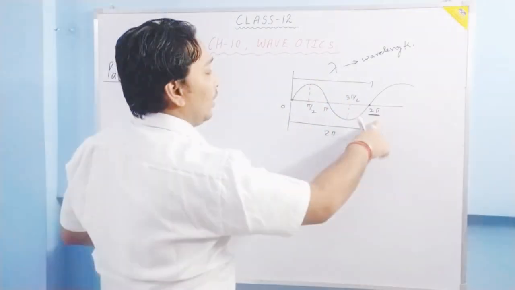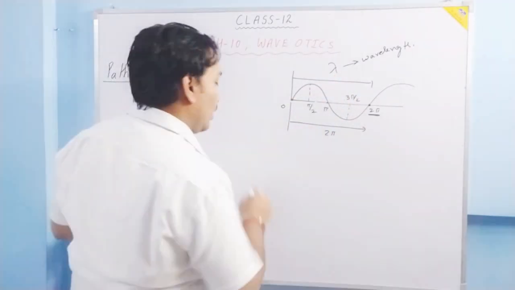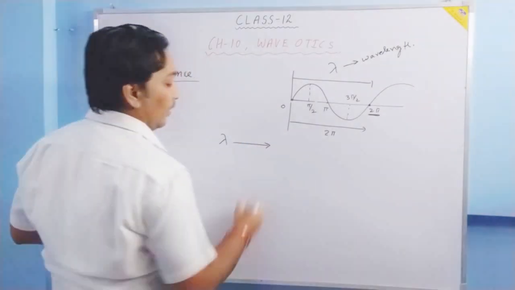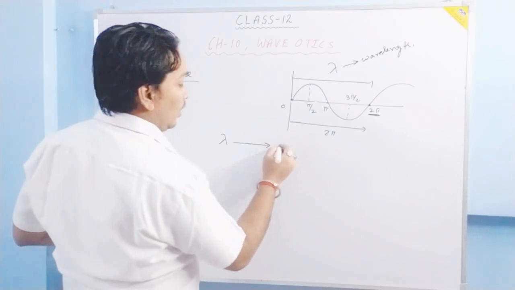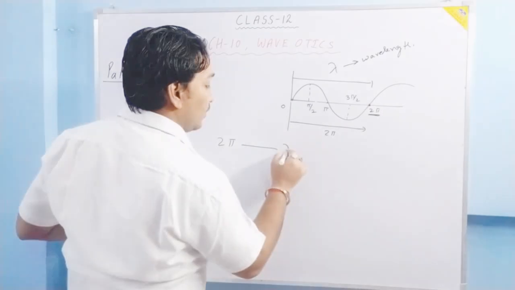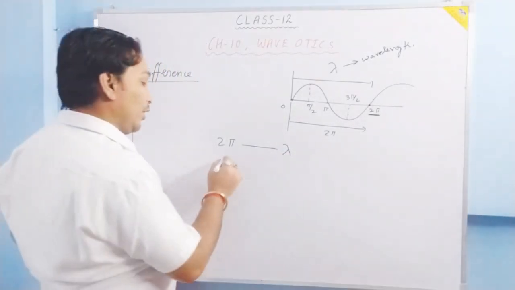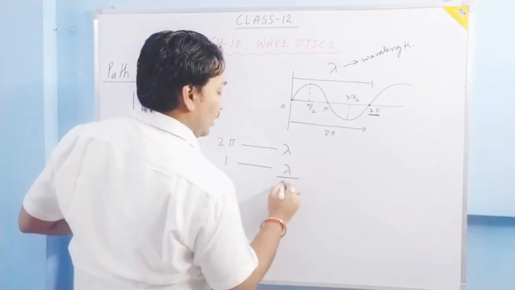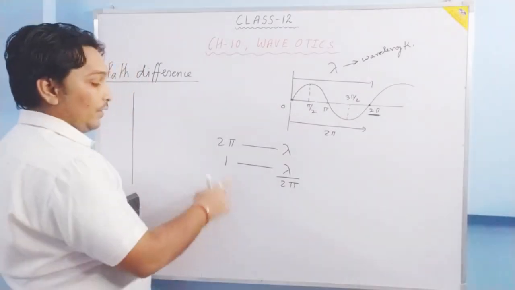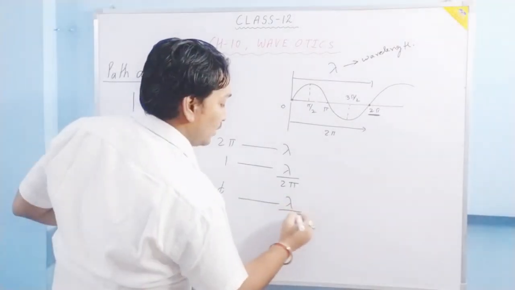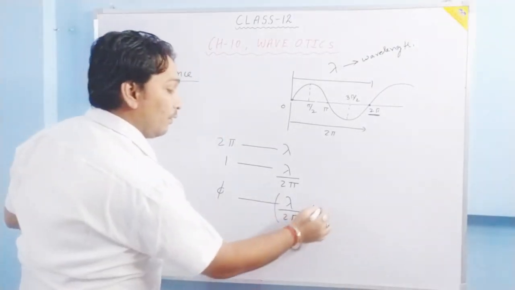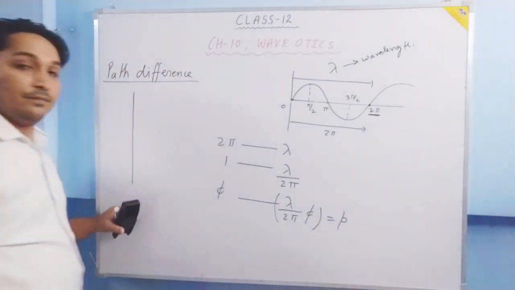For 4 pi, the wave travels a path of 2 lambda. Let me write it in reverse. For 2 pi change in phase, the wave travels by lambda. So for unit change in phase, the wave travels by lambda upon 2 pi. So for phi change in phase, for a phase difference of phi, the wave travels lambda upon 2 pi into phi. So this is what we call path difference.